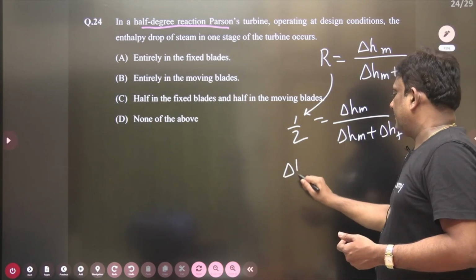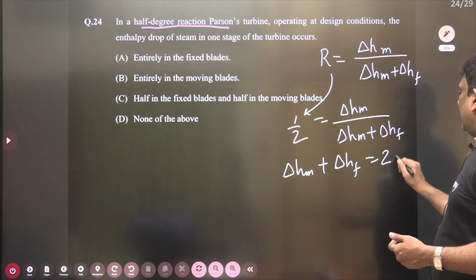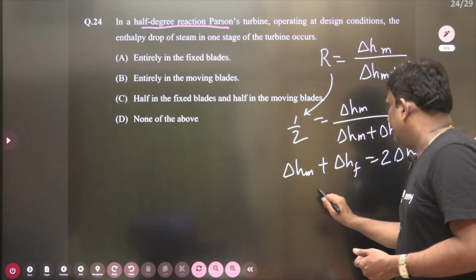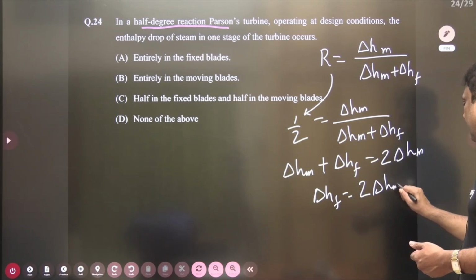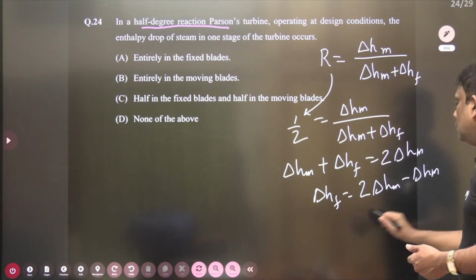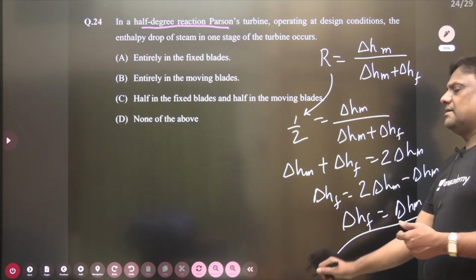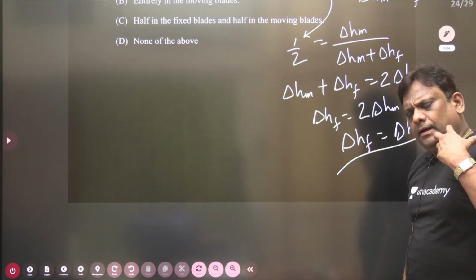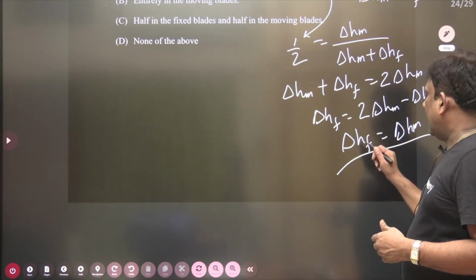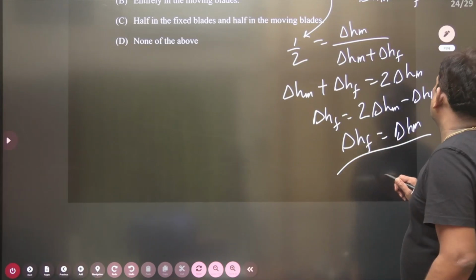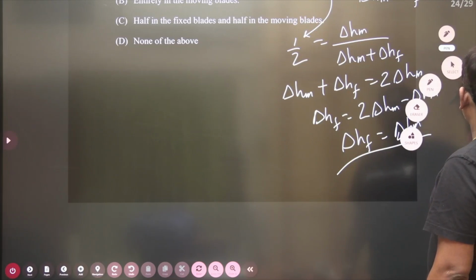Therefore, enthalpy drop in moving plus enthalpy drop in fixed is equal to 2 times enthalpy drop in moving. So enthalpy drop in fixed is equal to 2 delta Hm minus delta Hm. So you are getting delta HF is equal to delta HM. For 50% reaction, obviously we know that the velocity triangles are mirror images, symmetric, and the enthalpy drop in moving and fixed blades is exactly the same.